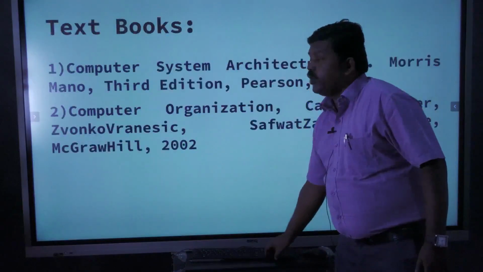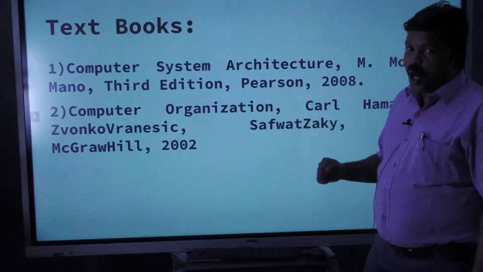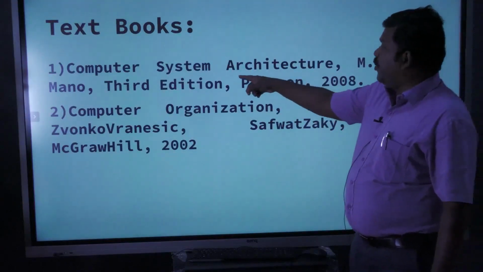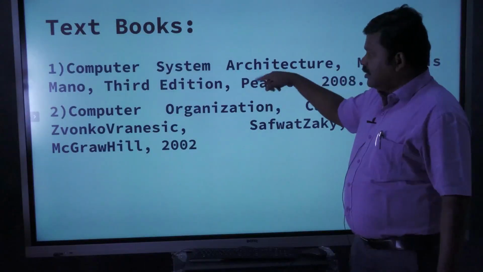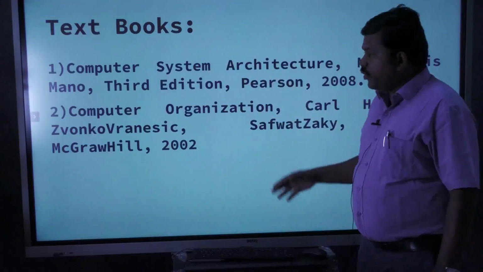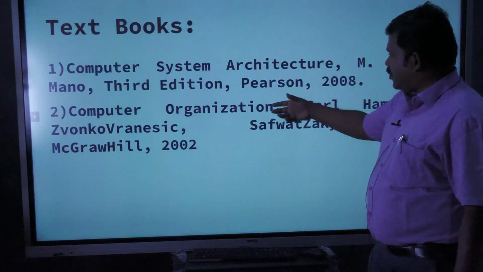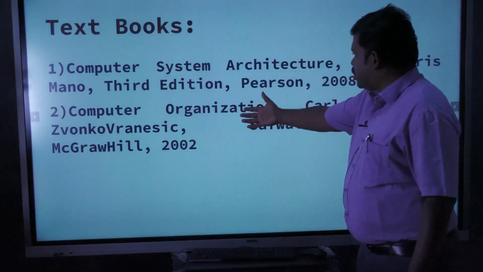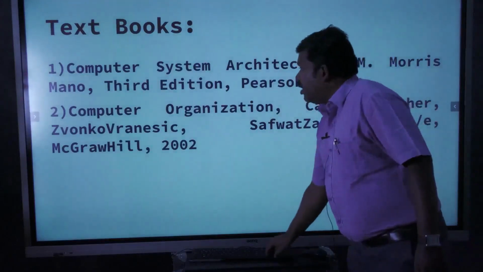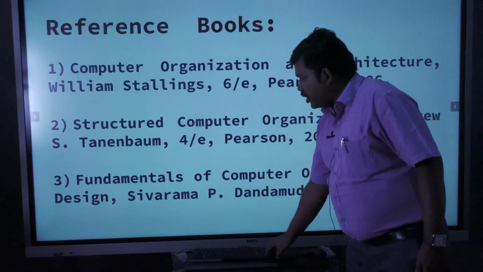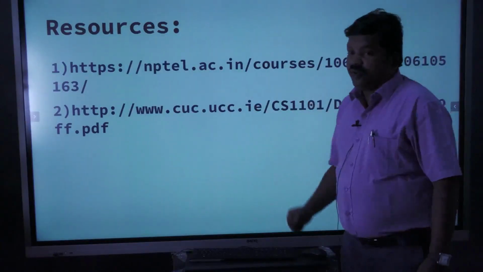So these are the five units we have. The majority of the concepts will be taken from the textbook Computer System Architecture by Morris Mano, third edition, Pearson 2008. This is the textbook. Nearly four units are covered here, and a little of the first unit and other units will come under textbook 2, Computer Organization by Carl Hamacher. And these are the reference books, and these are the online resources available for computer organization.